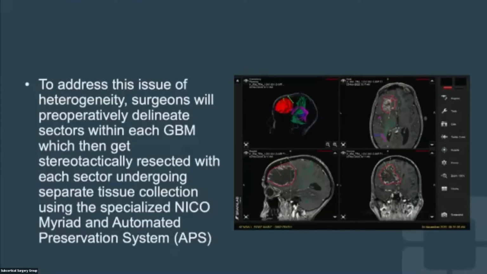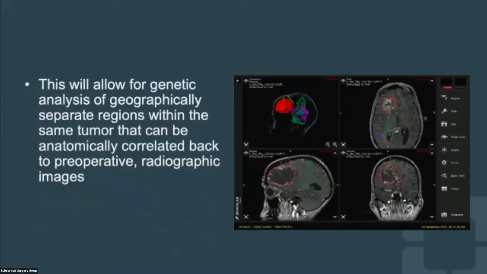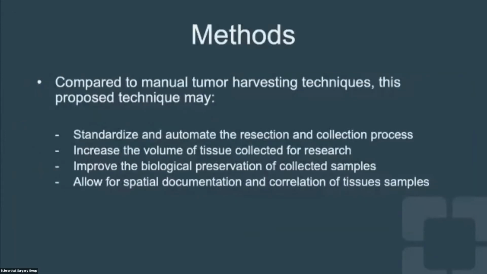So for all of these patients, we planned 3 trajectories before the surgery, one from the non-enhancing portion, one from the enhancing rim, and one from the central core, and collect the tissue separately, and I'll show you how it's done, and then send them in an ice-cooled container to the lab immediately, like within 45 minutes it was in the lab. The goal was to standardize an automated resection for the collection process.